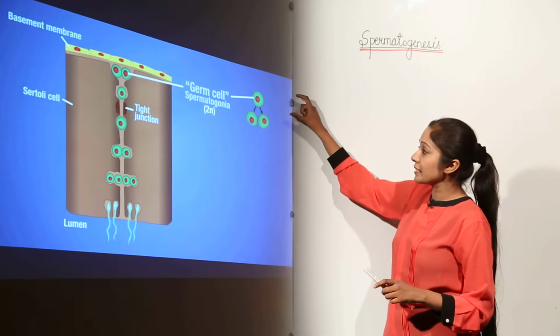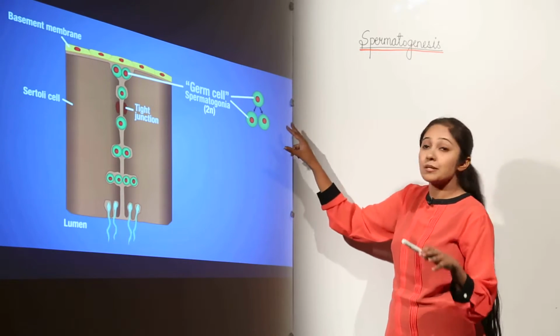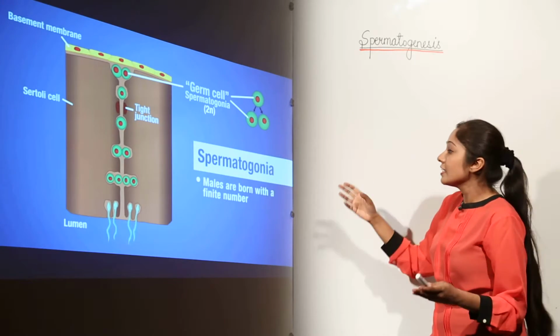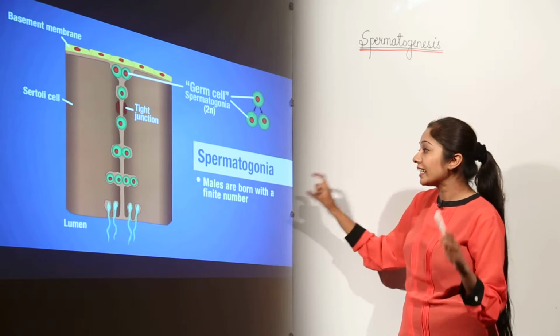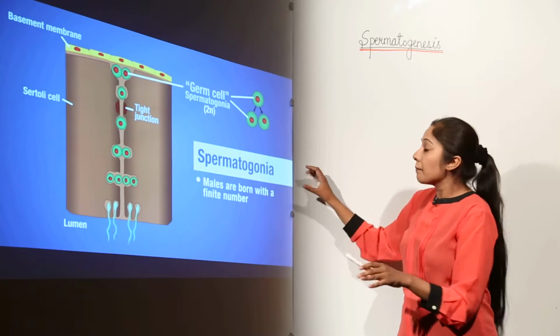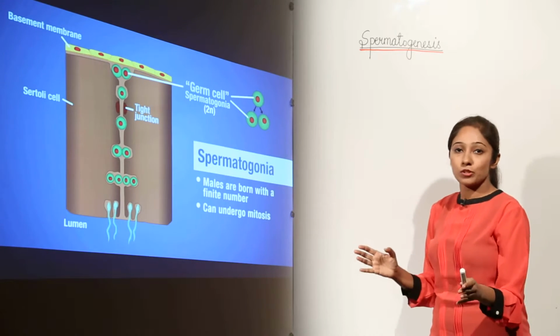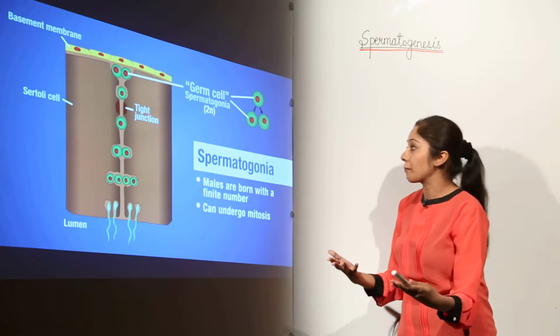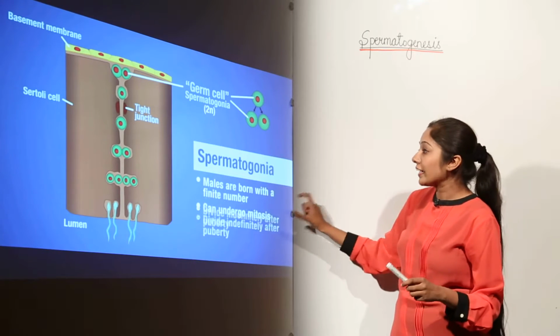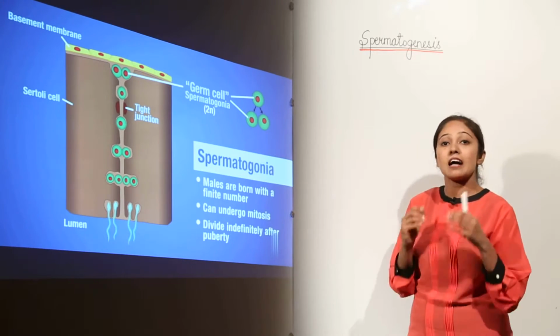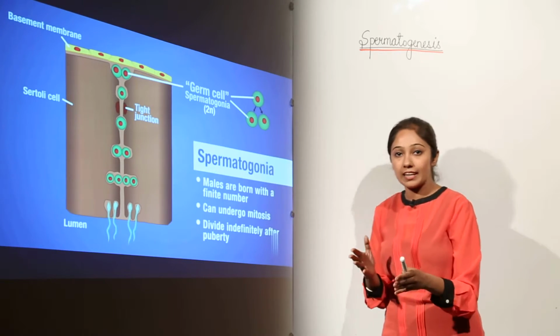So we have germ cell spermatogonia that is diploid, means it has double the number of chromosomes that is there in the normal cells. So males are born with a finite number of spermatogonia, but after the mitotic divisions we can have infinite number of sperms, spermatozoa. Okay, so spermatogonia undergo mitosis and divide indefinitely after the male reaches puberty, that is sexual maturity.